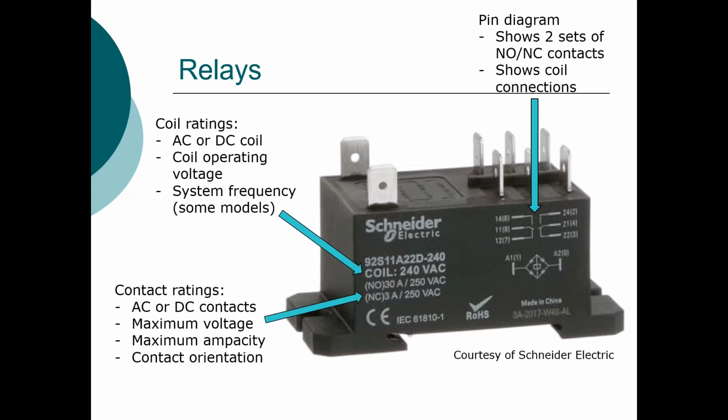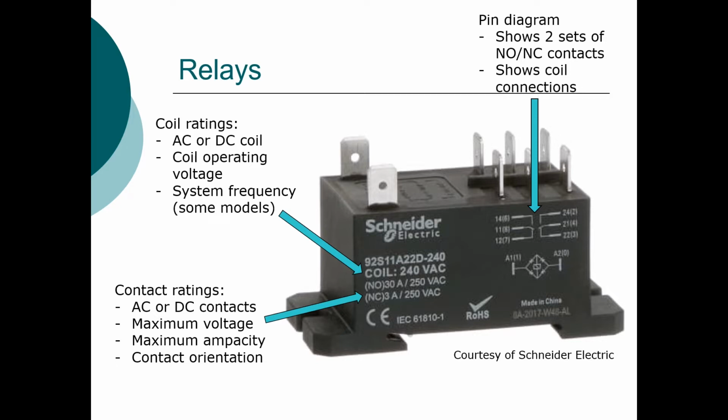Whenever we look at the side of our relays, this is the typical type of information we're going to be able to find there. We should find something on our coil ratings, and that's typically going to be the voltage and whether or not it's going to be AC or DC. We won't find any current rating for the coil because the current rating for the coil is so very low, it's really not worth listing.